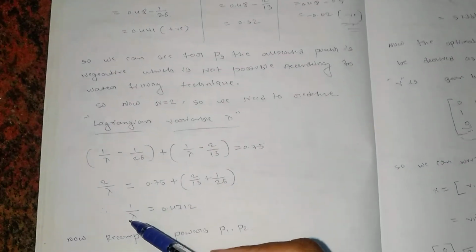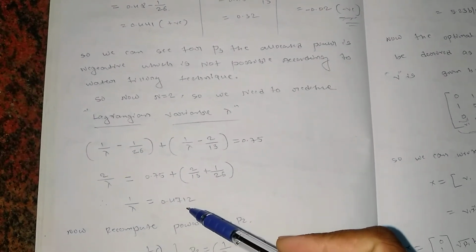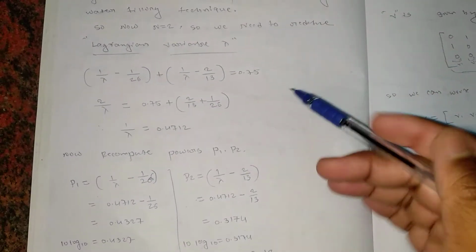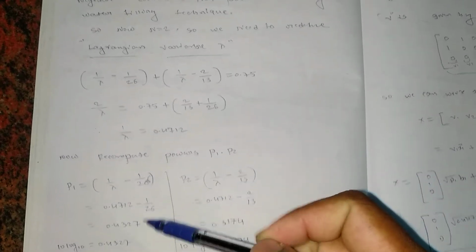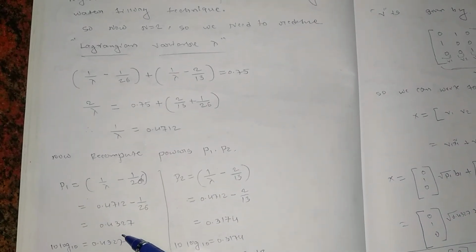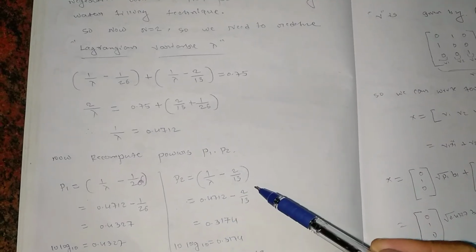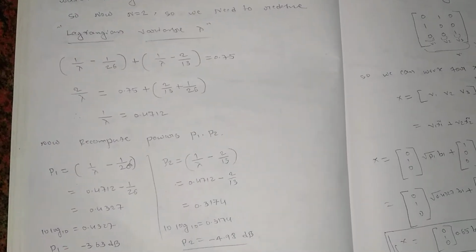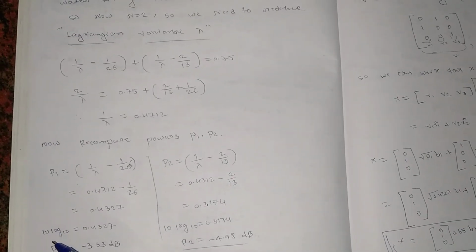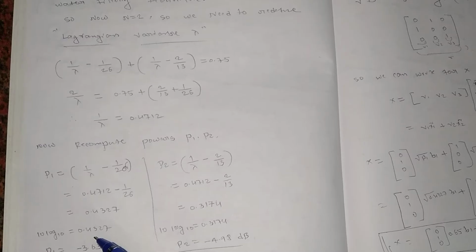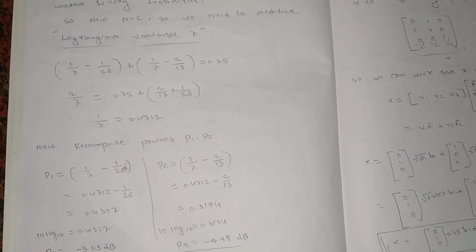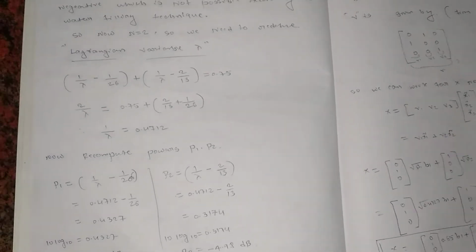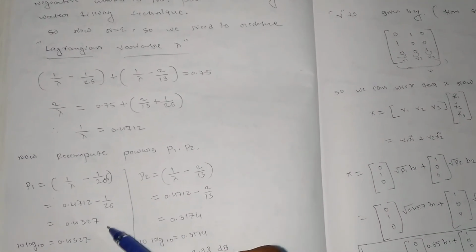So I will just again calculate 1 by lambda, which will come up to 0.4712. Okay, then again I will calculate with the same equations, 1 by lambda minus 1 by 26. So I will be getting the power for the first channel as 0.4327, and for the second channel up to 0.3174. After that I will convert them to the dB scale by multiplying with 10 log 10 of 0.4327. If I do that, I get minus 3.63, and for P2 I am getting minus 4.98. Okay, so these two powers are positive and valid.